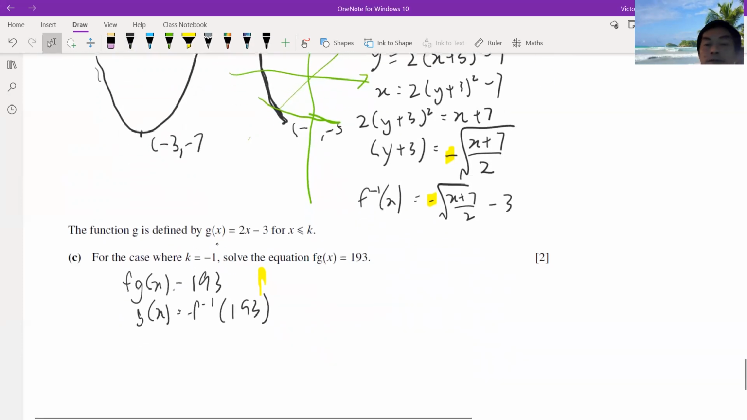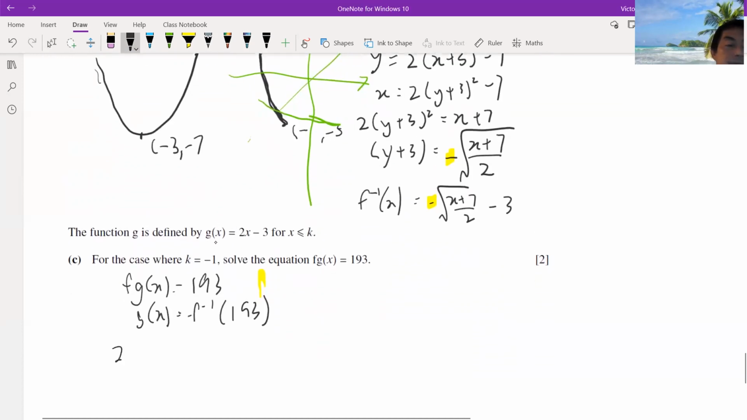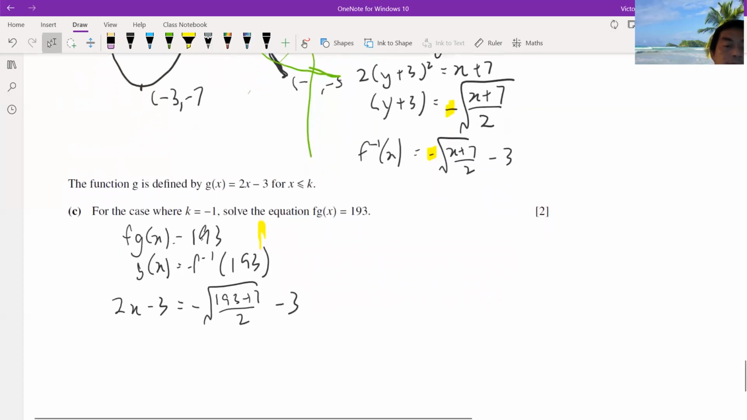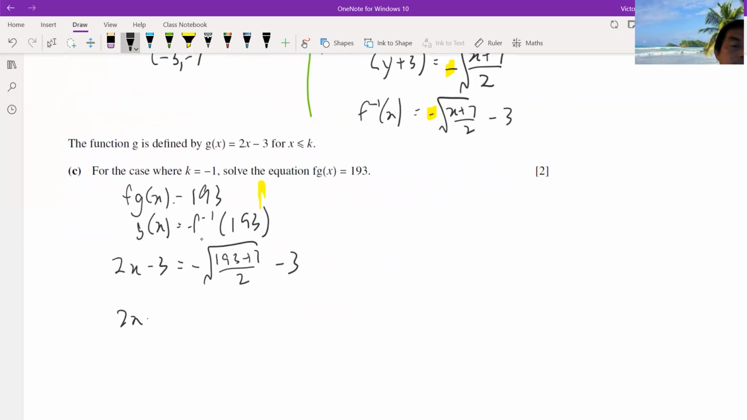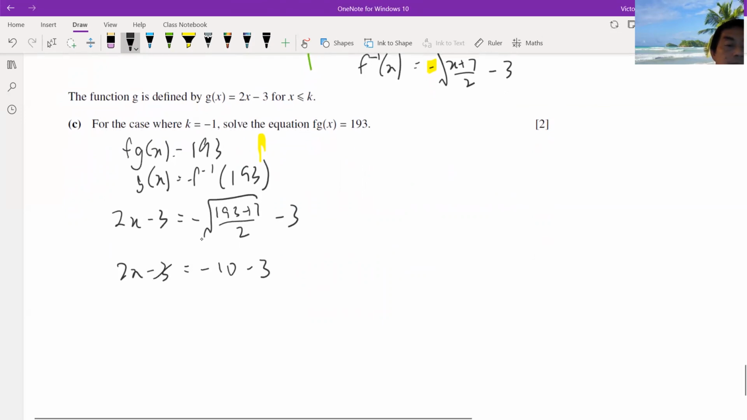This method, you will arrive at the solution exactly. So what is g(x)? 2x minus 3 equals, you have the inverse function at the top. So it is minus the square root of (193 + 7) over 2, minus 3. So 2x minus 3 equals minus 10 minus 3. So x equals minus 5 is the solution.